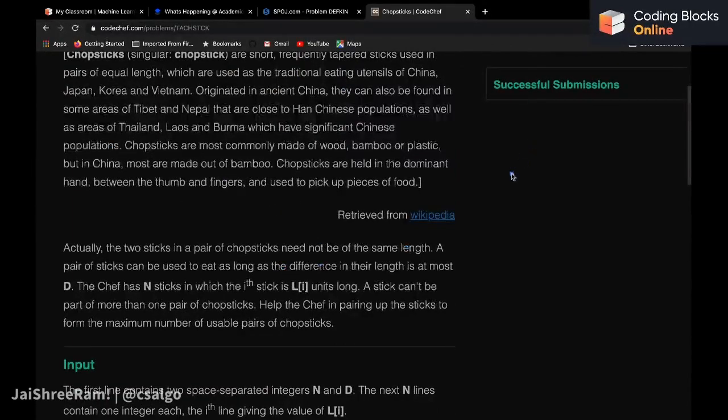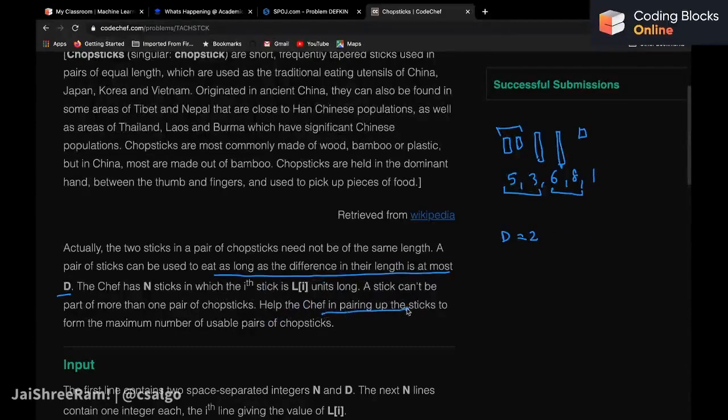Okay, so let's say there are chopsticks 5, 3, 6, 8, 1, something like this. So there are chopsticks of different length, and to eat you need two chopsticks, and it says two chopsticks can be paired as long as the difference in their length is at most d. For example, d is 2, then you can pair 5 and 3. You can also pair 6 and 8, and you have to find out what is the maximum number of pairs you can form for the chopsticks.